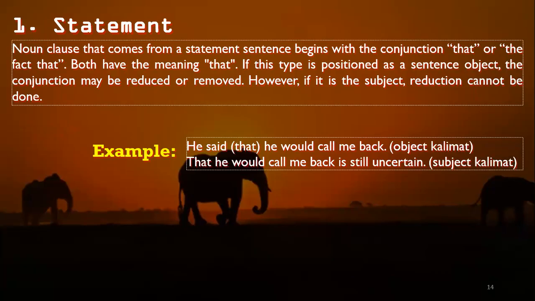For the first one, noun clause can be used as a statement. Noun clause that comes from a statement sentence begins with the conjunction that or the fact that. Both have the same meaning. If this type is positioned as the sentence object, the conjunction may be reduced or removed. However, in the subject position, reduction cannot be done. For the example is, he said that he would call me back. And for the subject, that he would call me back is still uncertain.